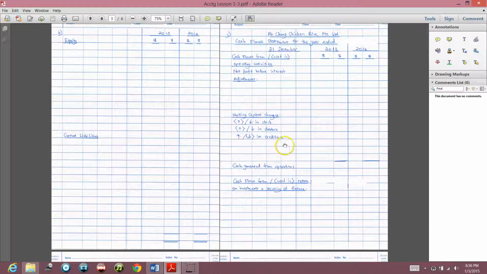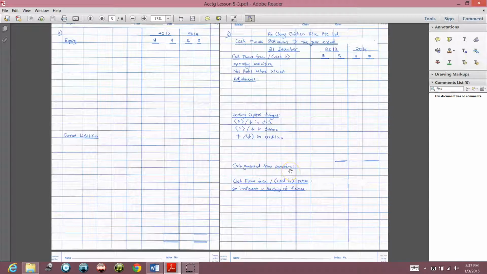Then I leave about 3 lines. Then all these figures I will put inside, and the subtotal I put outside, so my work will be very neat and tidy. Then I will put the total for this category outside here. So this is called cash generated from operation.